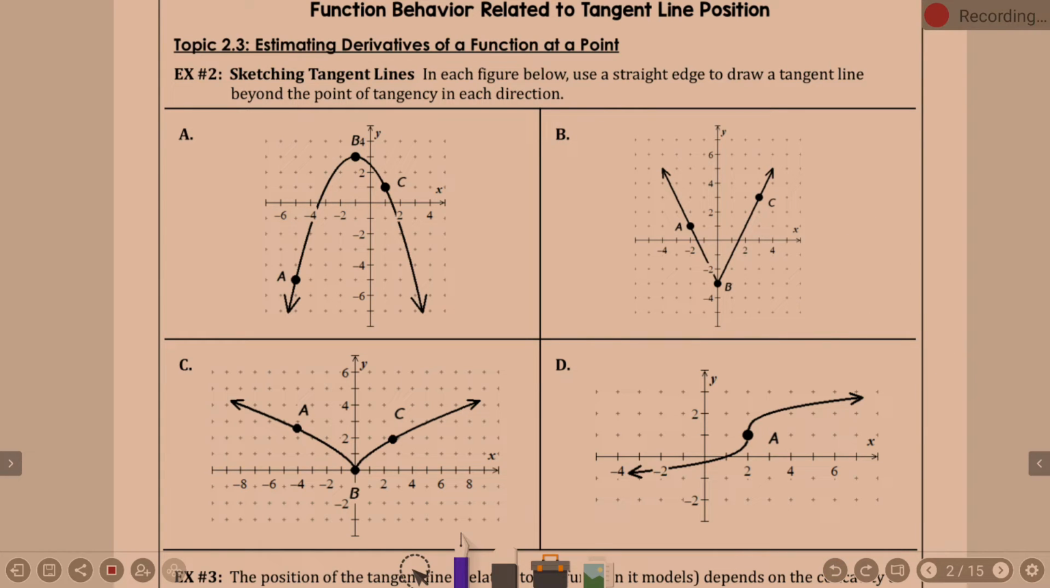Okay, anyways, we're sidetracking. Sorry. Use a straight edge to draw a tangent line beyond the point of tangency in each direction. There's a lot that goes down with this, because it doesn't ask us to find slopes right here, does it? This just says, draw your tangent lines. I have slopes written on mine, but it doesn't ever tell me to do slopes, does it?